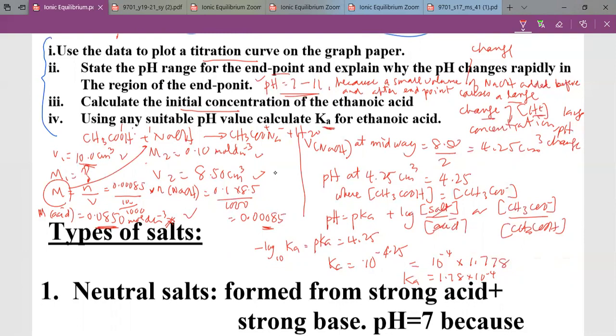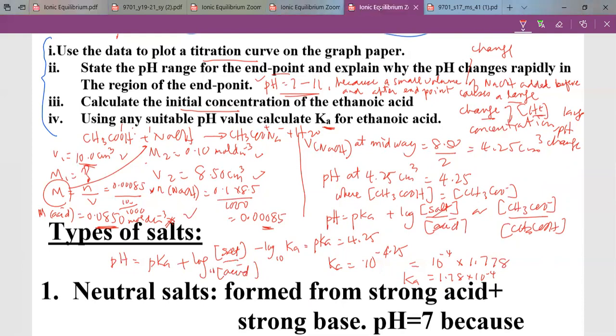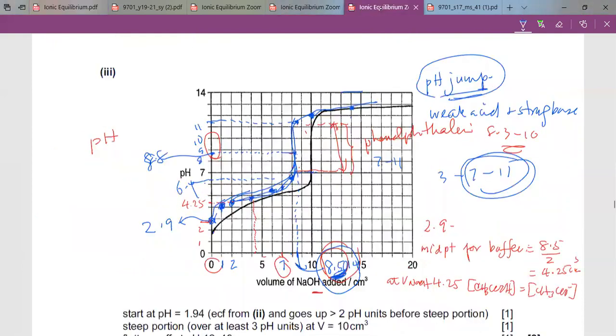Now you can use the pH to calculate, because pH is equal to pKa plus log base 10 of the concentration of the salt over acid. Now the best, of course, is to use halfway. Most questions ask about halfway. See, now this is the 8.5 here.